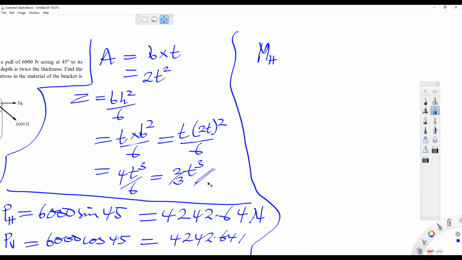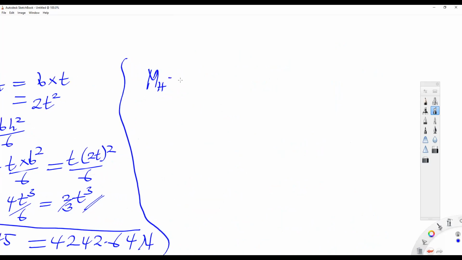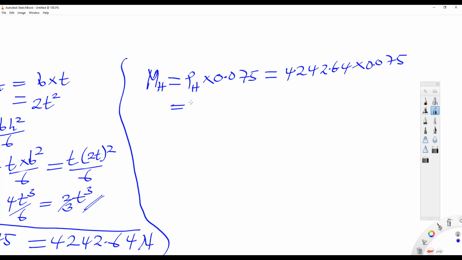So the bending moment will be equal to PH times 75, which we can convert to meters, 0.075. That is equal to 4242.64 times 0.075. What answer do you have for this? 318.198 newton meters. Always remember to put the unit.